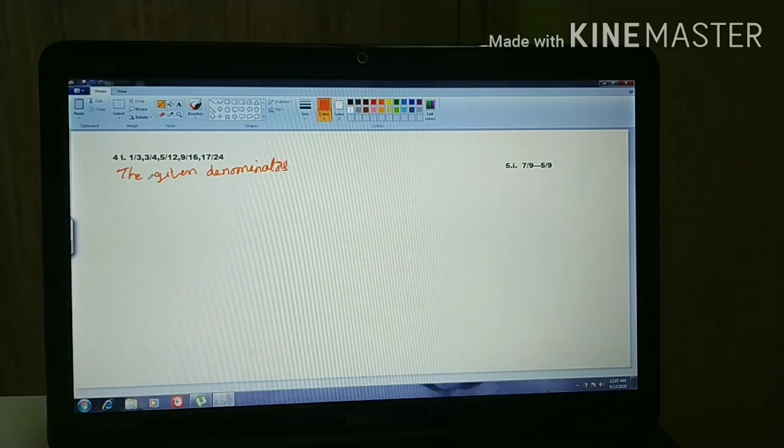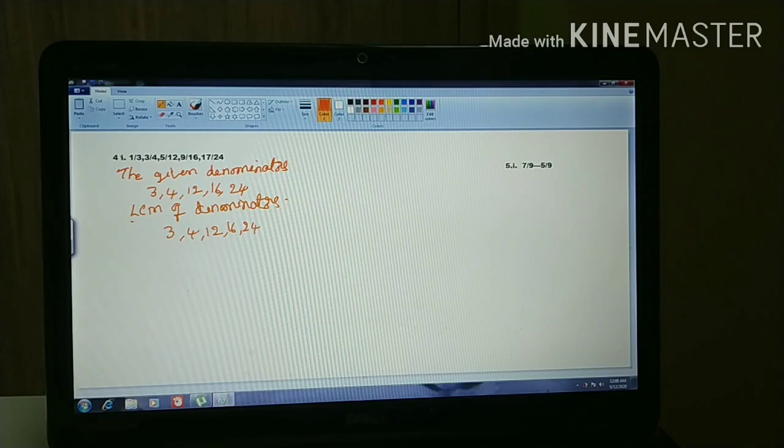Write down the given denominators 3, 4, 12, 16 and 24. We have to find the LCM of the denominators. Okay, so again write down 3, 4, 12, 16, 24.